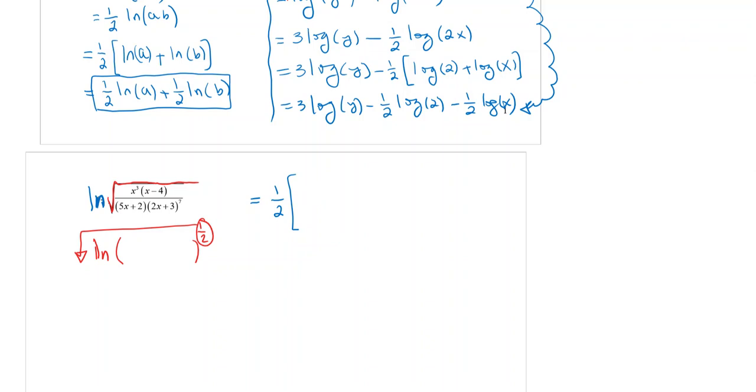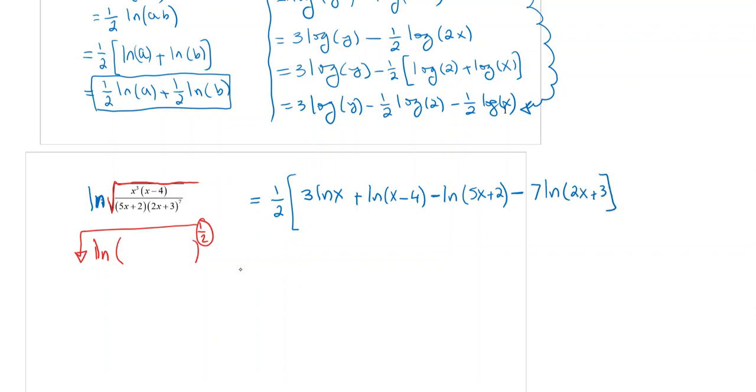Oh, but ln of x cubed can be written as 3 ln of x because that power goes outside. Then plus ln of x minus 4. And then the ones on the bottom are going to get a minus ln of 5x plus 2. And then minus, because this factor is also on the bottom, ln of this 2x plus 3 to the 7th power. But because of that wraparound rule, the 7 is going to come outside.